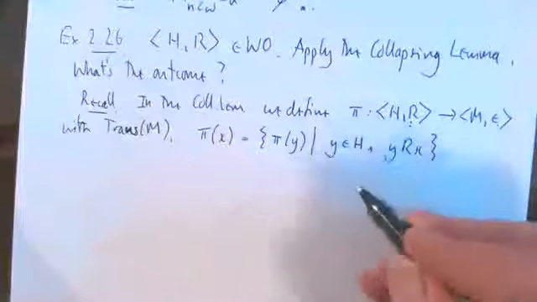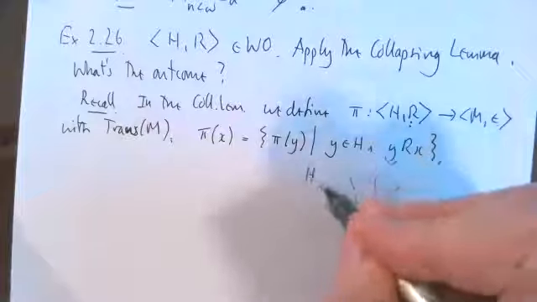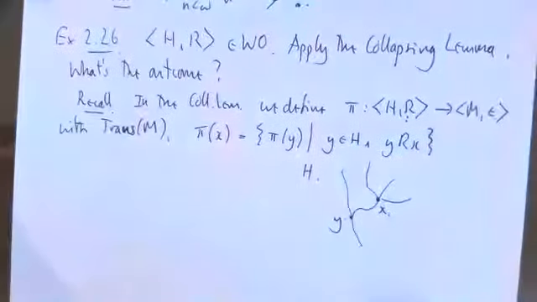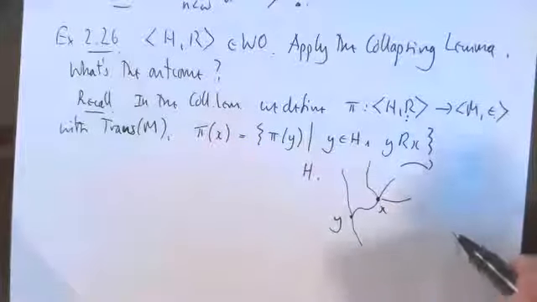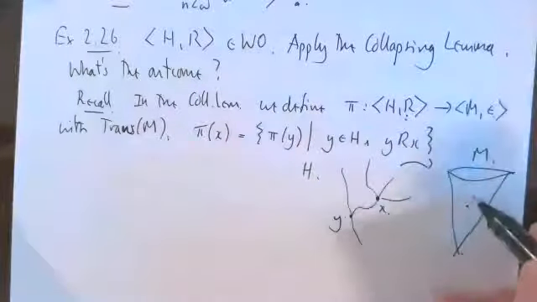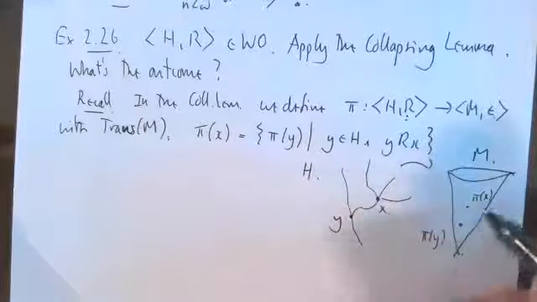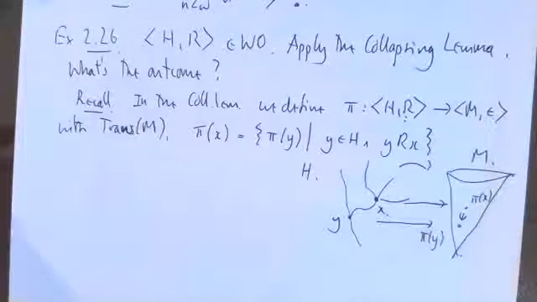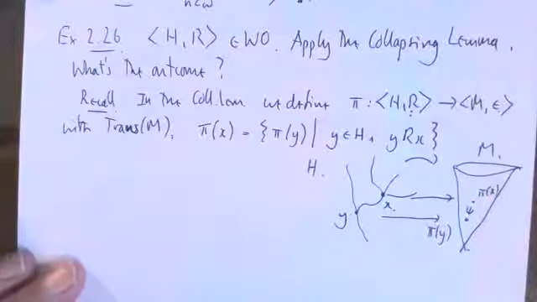So maybe here might be H, and here might be some y, and here's x. So we do this collapsing isomorphism, and the thing ends up looking like a transitive set M here, and here will be pi of x, and now pi of y is a member of pi of x. This is an epsilon member of pi of x. Okay, everybody happy with that or not?